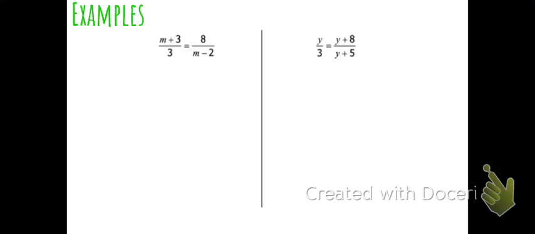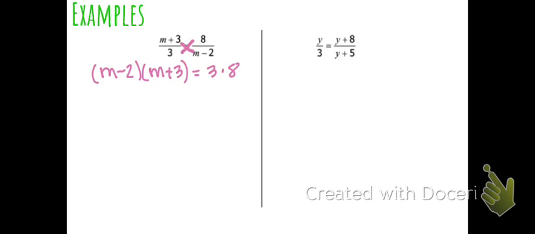Here I'm going to go over a couple of examples of solving rational equations that involve using the FOIL method and zero product property to solve. So a little bit more complicated than the previous video. But first we're just going to cross multiply, and then after that we need to simplify each side.